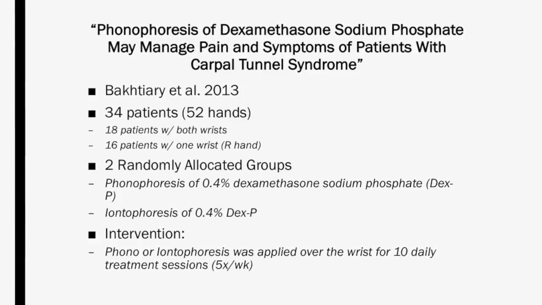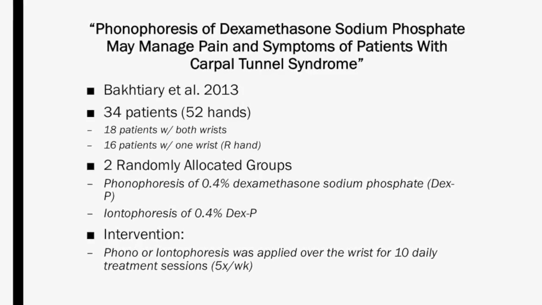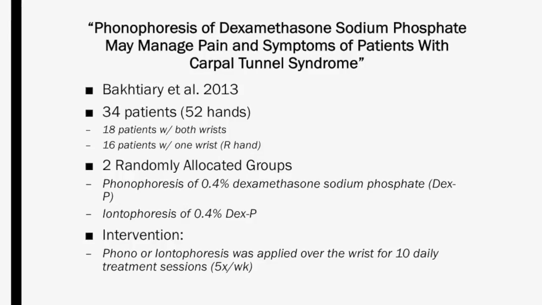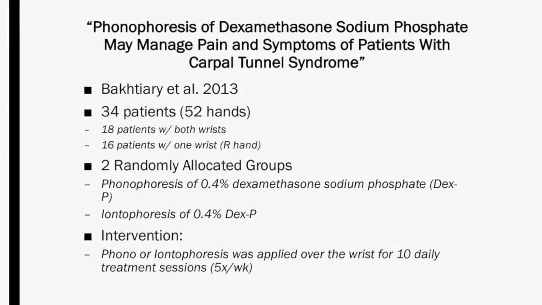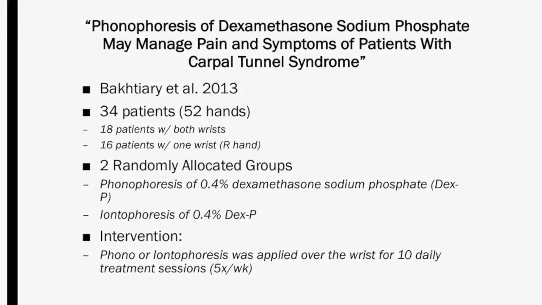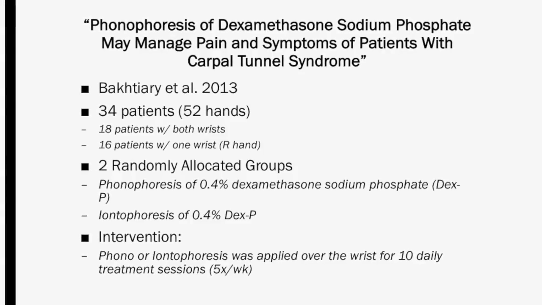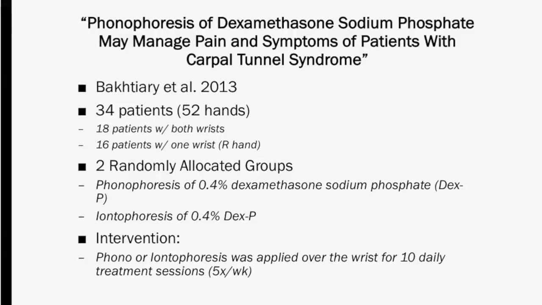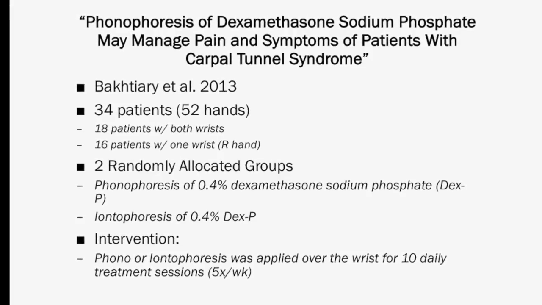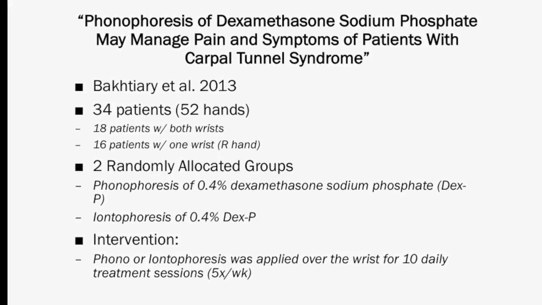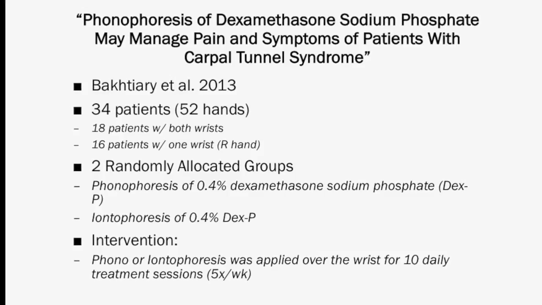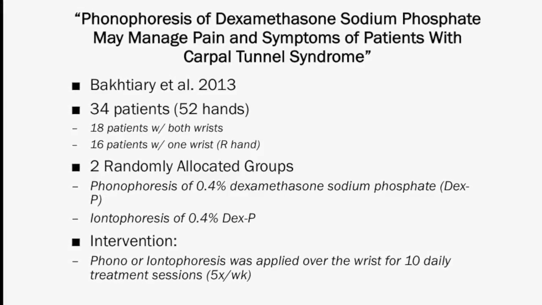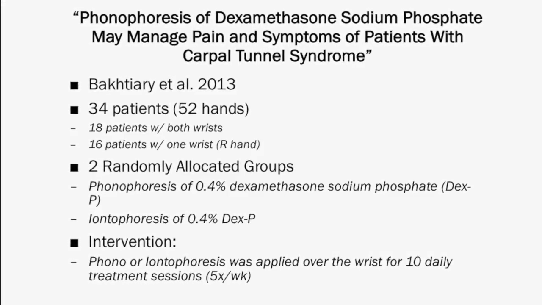In a study done in 2013 titled phonophoresis of dexamethasone sodium phosphate may manage pain and symptoms of patients with carpal tunnel syndrome, this question was looked at. The study consisted of 34 patients and 52 hands in total. 18 of these patients had carpal tunnel syndrome in both wrists, while 16 patients had only carpal tunnel syndrome in one wrist. All patients in the study were right hand dominant.